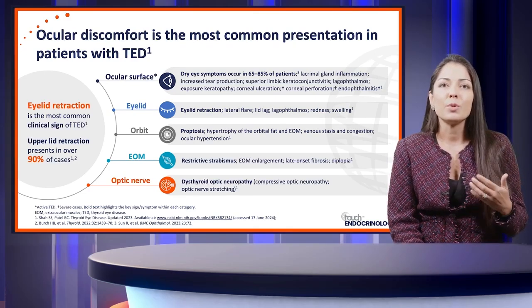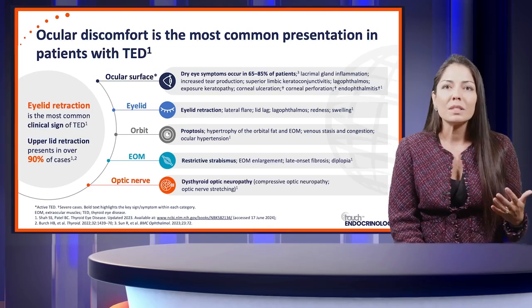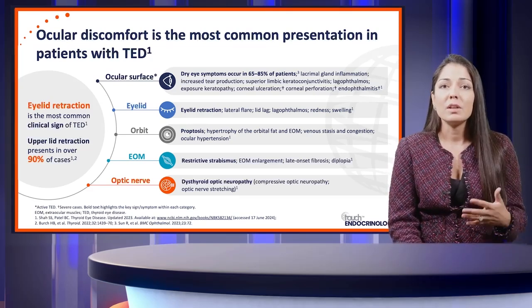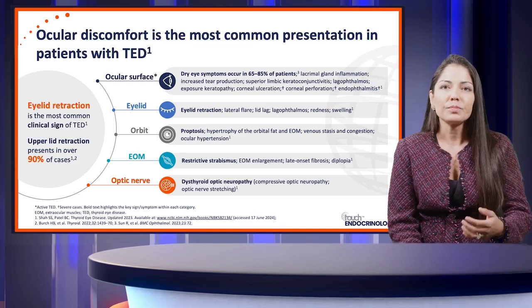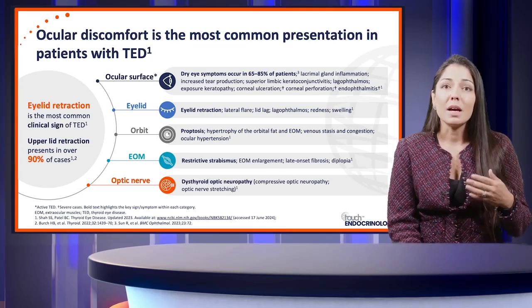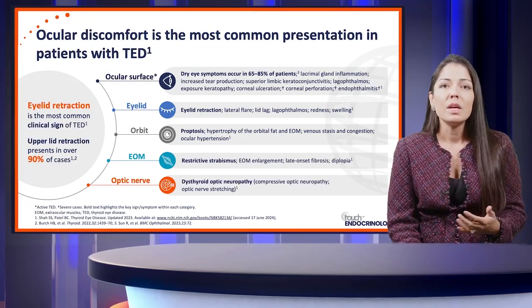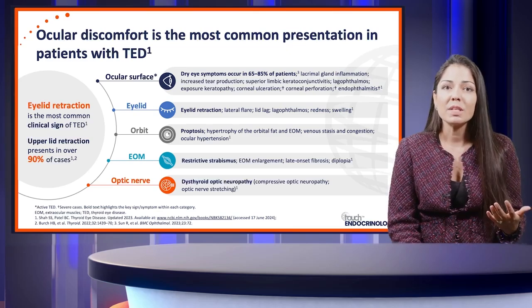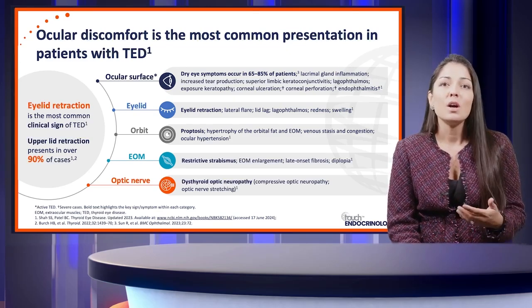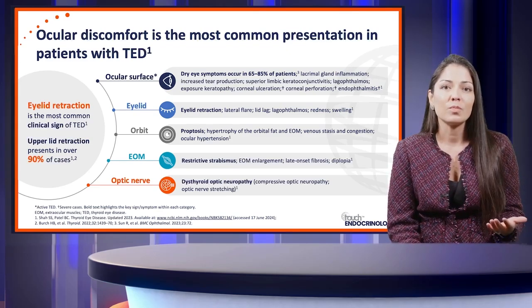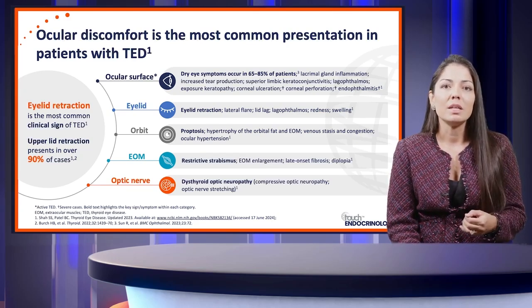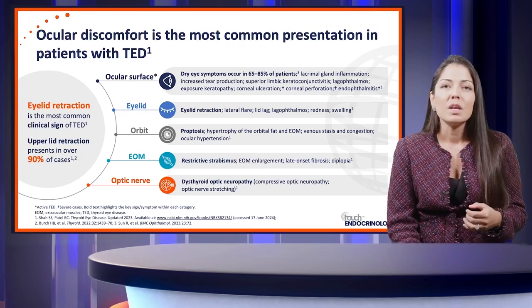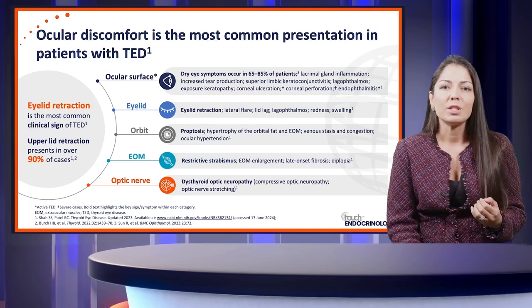Proptosis is when there is hypertrophy of fat or muscle or even just edema and fluid, which can push the globe forward. This can cause the cornea to be exposed. It can cause increased pressure inside the eye, and it can be aesthetically bothersome and even disfiguring. Another very common presenting sign is double vision. This occurs in about 50% of our patients.